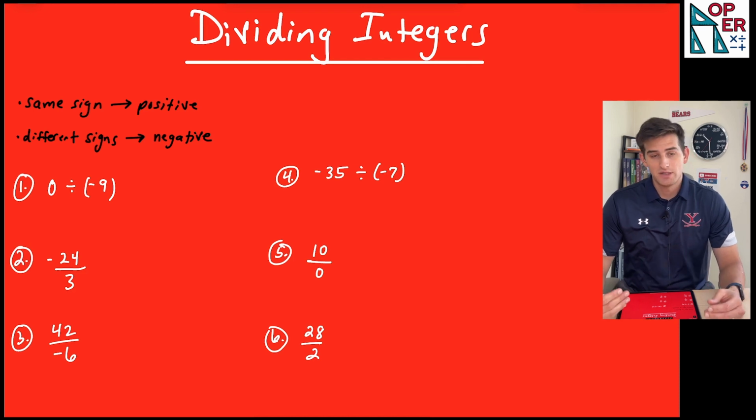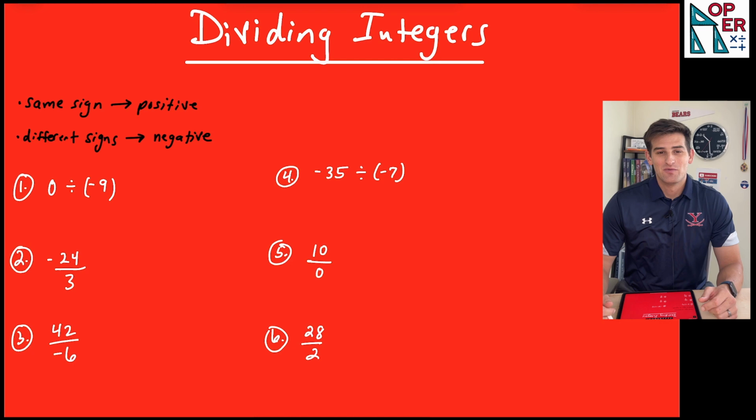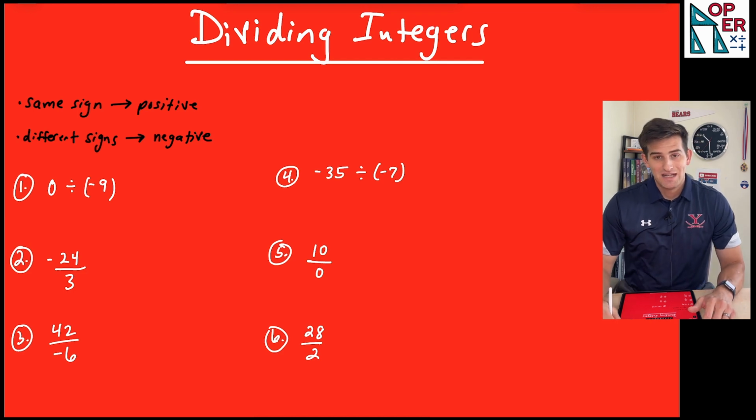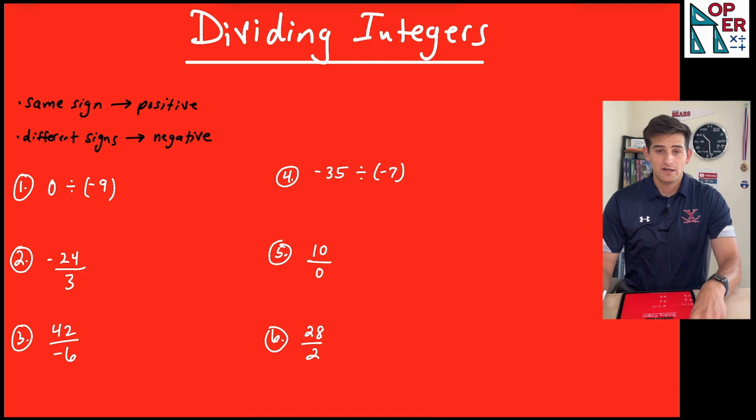So if we are multiplying two numbers that have the same sign, or dividing, if we're dividing a positive divided by a positive or a negative divided by a negative, the solution, the quotient of our division problem, will be a positive number. On the contrary, if we are dividing two numbers that have different signs, so a positive divided by a negative or a negative divided by a positive, then our quotient will have a negative sign, okay?